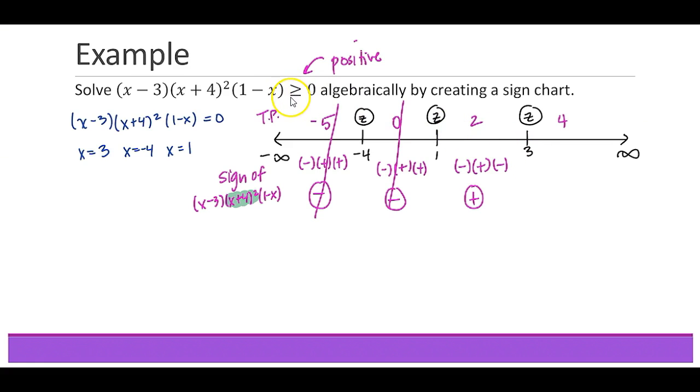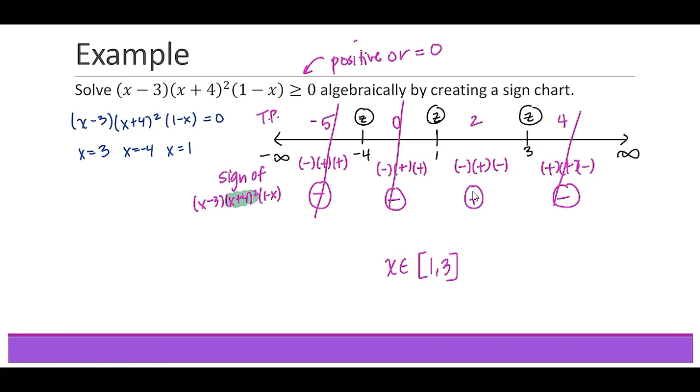Now I want to know when I'm greater than or equal to 0, right? So positive or equal to 0. So I want to include 1 and 3. So I'm going to have x is in the interval 1 to 3 with closed brackets around 1 and 3. And then let's check 4. If I substitute in 4 minus 3, that's going to give me a positive. And then the middle is always positive, and 1 minus 4 is going to give me a negative. So overall, this interval is negative.